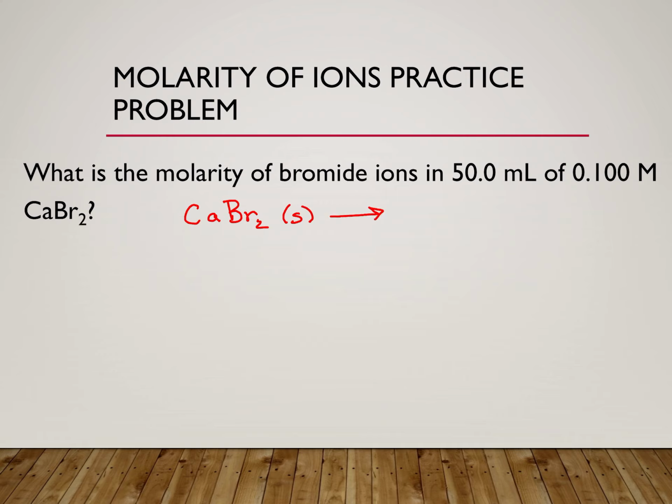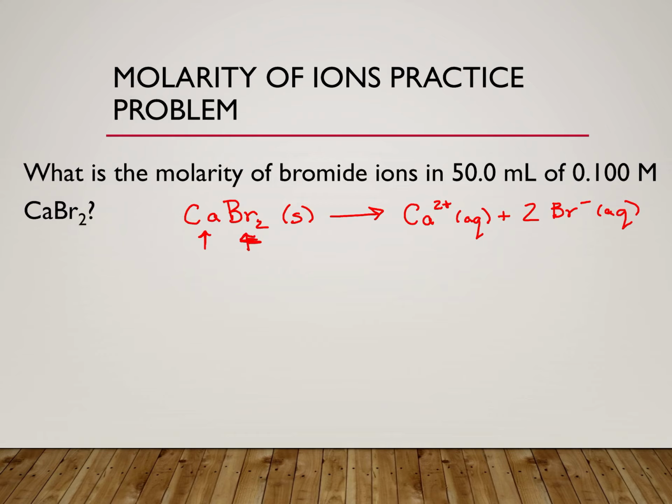When I put it into water, this solid breaks apart because it's an ionic compound. So it's going to break up into 1 calcium ion floating around by itself, and based on the subscripts here, it's going to break into 2 bromide ions. So that subscript becomes a coefficient in this equation. This is a dissociation equation, right? So this shows how our solid is breaking apart in the water. It will break into 1 calcium ion and 2 bromide ions.